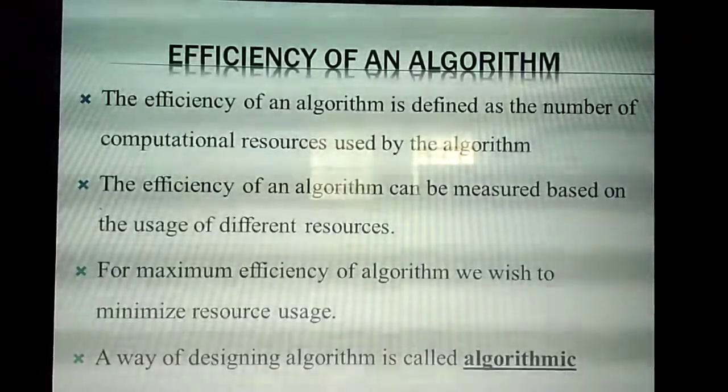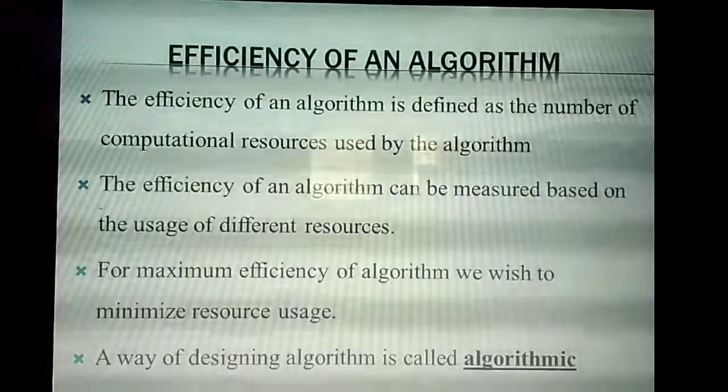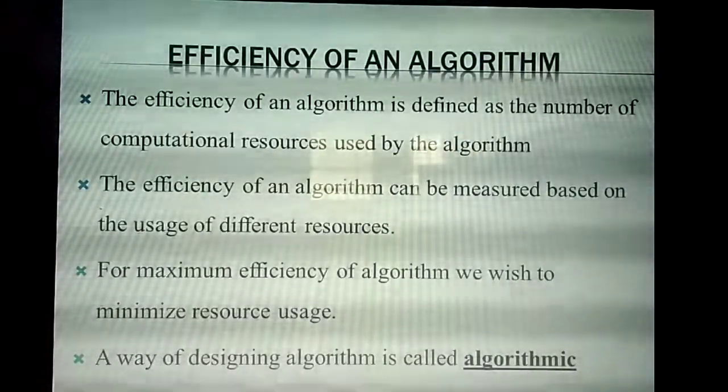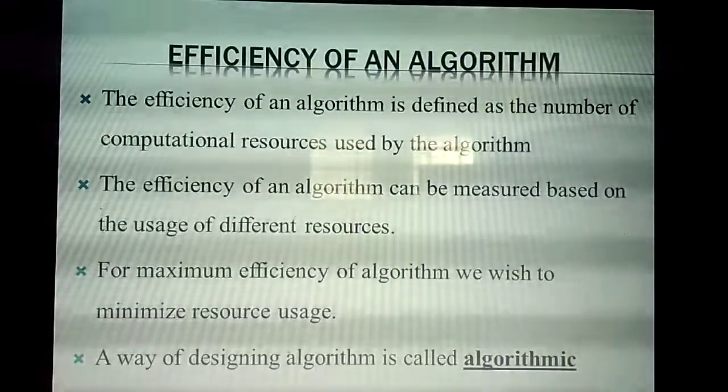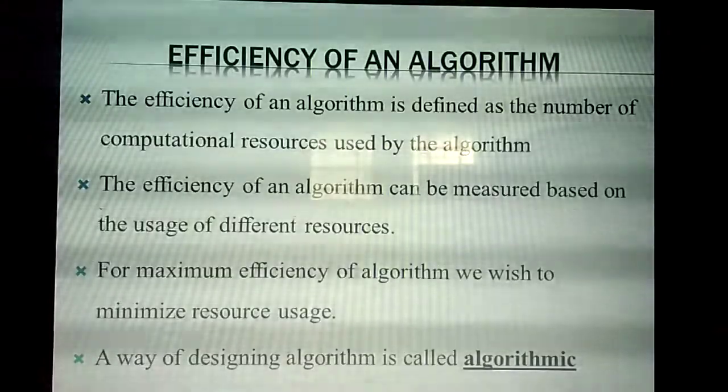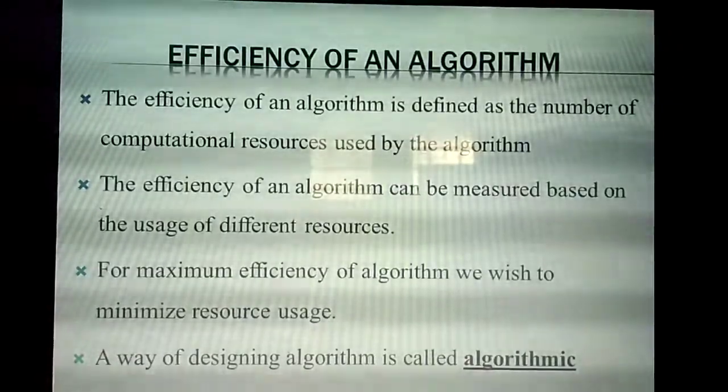One more question. The way of designing an algorithm is called algorithmic strategy. So in which way I am designing the algorithm, that I am calling as what? Algorithmic strategy. Understand? The way of designing an algorithm is called algorithmic strategy.